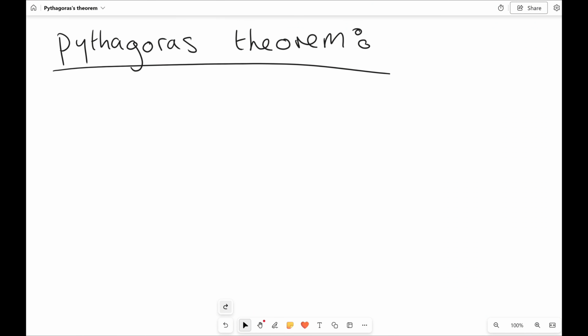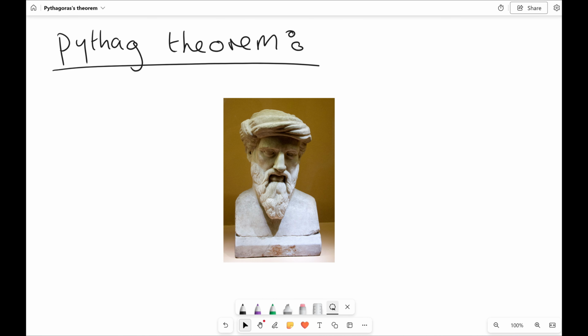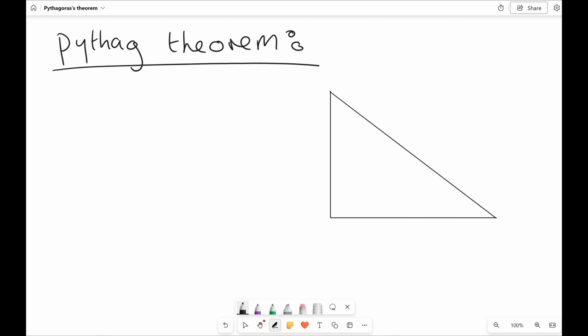Pythagoras Theorem, or Pythag for short. There's Pythag over there. Anywho, the Pythagoras Theorem is used to find missing lengths on a right angle triangle. So we've got our right angle triangle here. And for example, here can be 8, and we'll say centimeters. And here could be 6 centimeters. And then we're trying to look for the missing length here, yeah? And how do we find it?